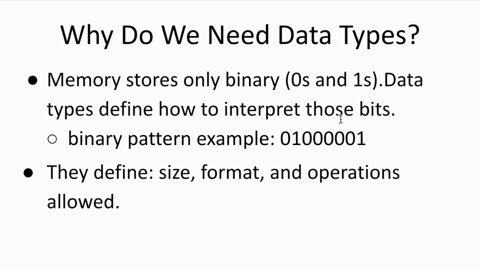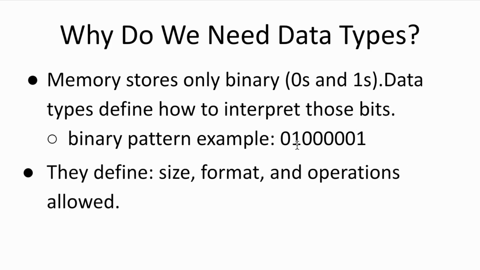At the lowest level, computer memory stores only binary, zeros and ones. That's it. No numbers, no text, no colors or sounds. Just a sequence of high and low voltages, which we represent as ones and zeros. This is crucial to understand because the machine doesn't know what those bits mean. It's up to us, through programming languages, compilers, and data types, to tell the system how to interpret them.